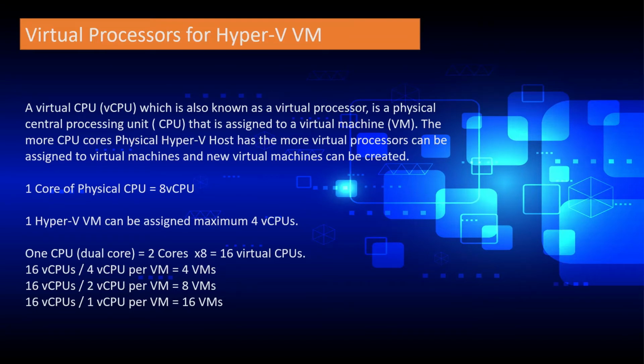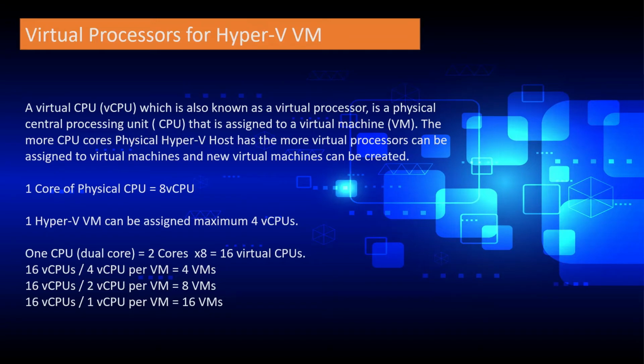Now we are going to understand how the equation works between physical CPUs and virtual CPUs. One core of a physical CPU is equal to 8 virtual processors. So if we have physical hardware with 2 cores, that means we can assign 16 virtual processors to our virtual machines on that Hyper-V host. Depending on that, we can create multiple virtual machines. 4 is the maximum number of virtual CPUs that you can assign to a Hyper-V virtual machine. So always remember, 4 is the maximum.